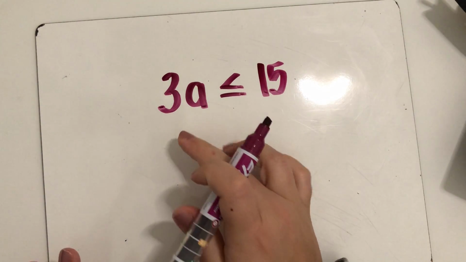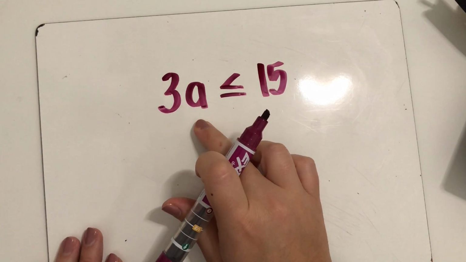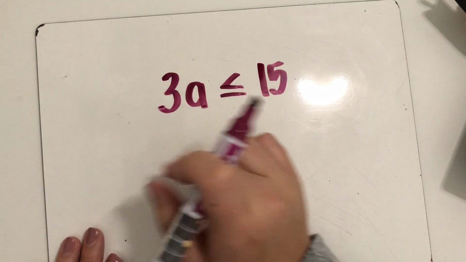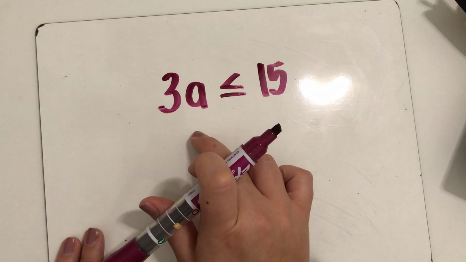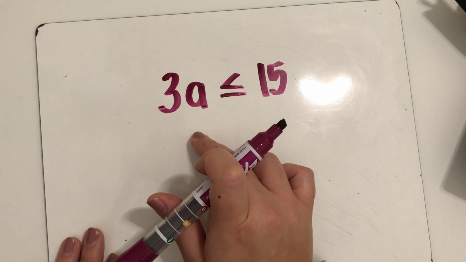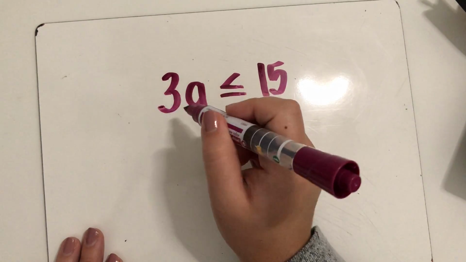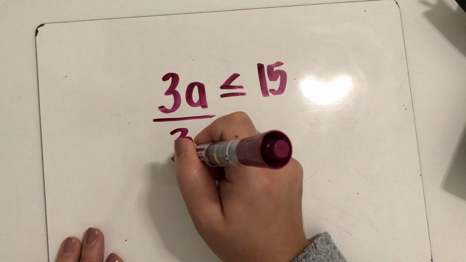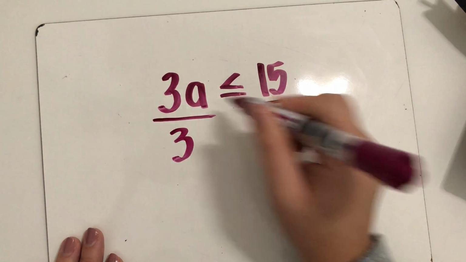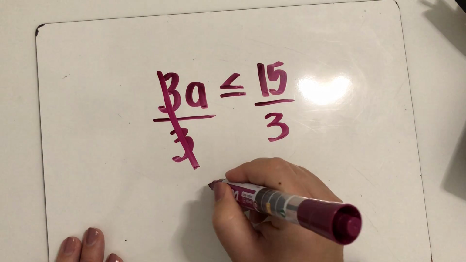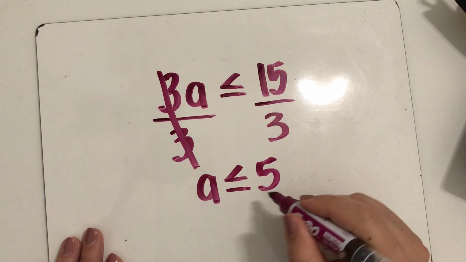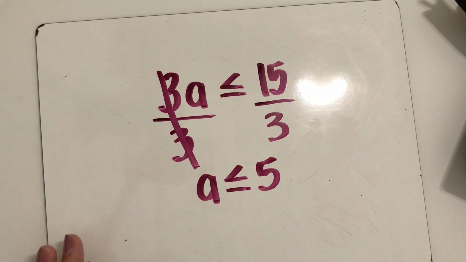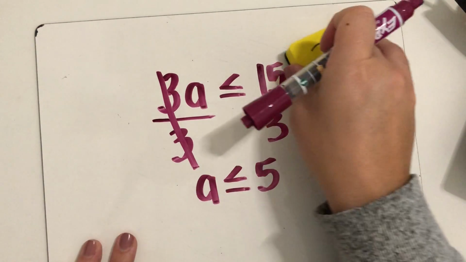Now again, whole point of this is to get that variable all by itself. So I need to detach this 3 from it. So when you see numbers together like this, we all know that they are multiplying. So the opposite of multiplication is to divide. So I'm going to divide both sides by that number 3. And I'm going to get a is less than or equal to 5. Simple enough, right?